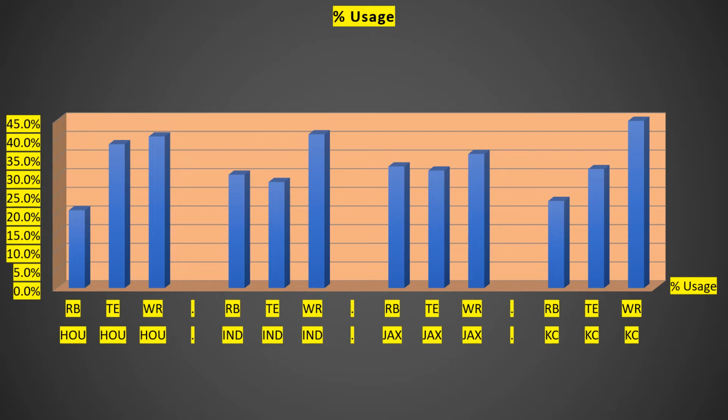Here's Houston. We're all about this. Let's forget the running back. Indianapolis, running back's fine, tight end, nice wide receiver. Jacksonville's two are almost equal. This needs to go up some, and the tight end needs to drop some, folks, and put it over to these categories. And Kansas City, look at this. This is almost very out of whack, skewed.